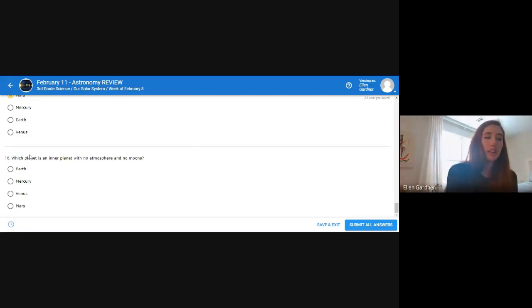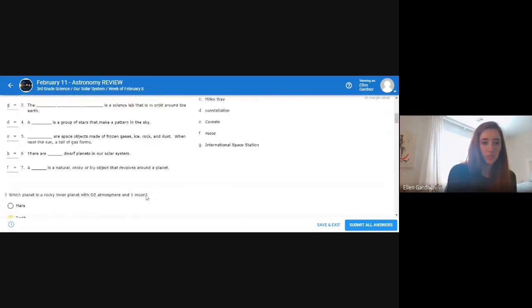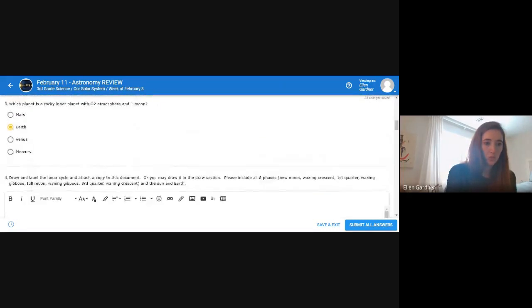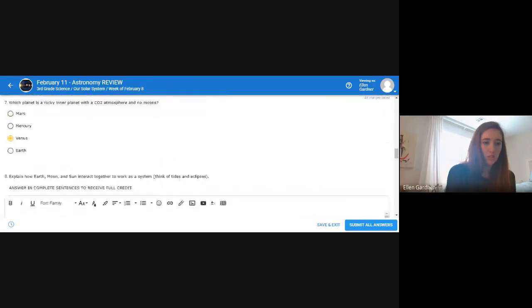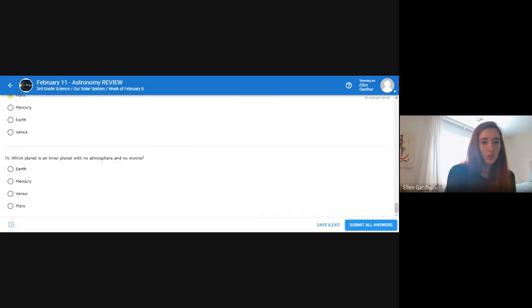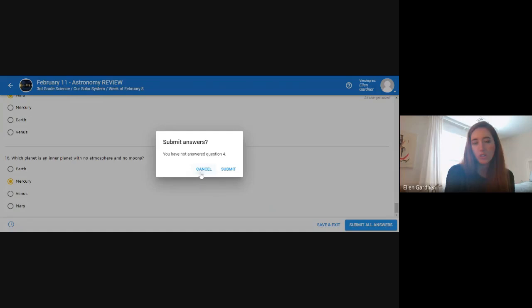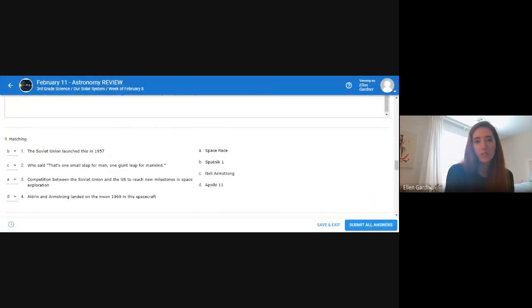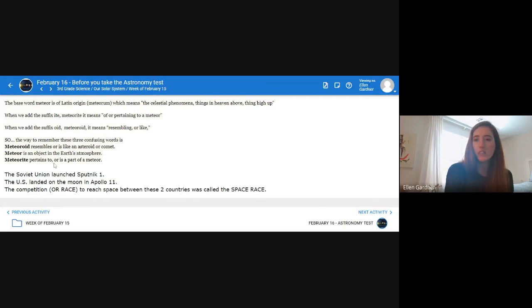Finally, which planet is an inner planet with no atmosphere and no moons? Well, Venus is the one that also has no moons. This one with no atmosphere is Mercury. Okay, so once you're done with that, you've got, once again, these little last, what I hope are kind of helpful little tips about finding the difference, especially between meteors, meteoroids, and meteorites.